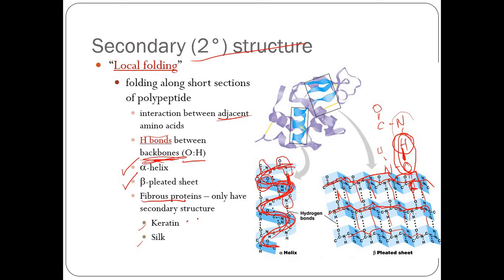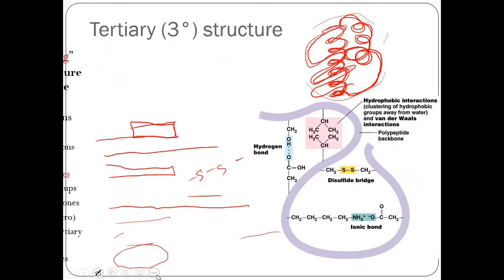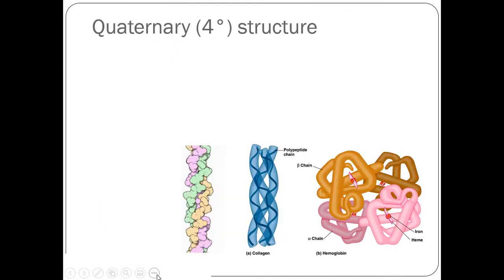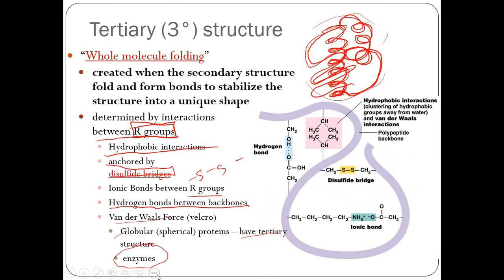So for example, we have keratin and silk. These are present in hair, right? So that is why, for curling hair, for a perm or a rebond, that has something to do with these fibrous proteins. Okay, so that means not all proteins have tertiary structure, because we have fibrous proteins, right?